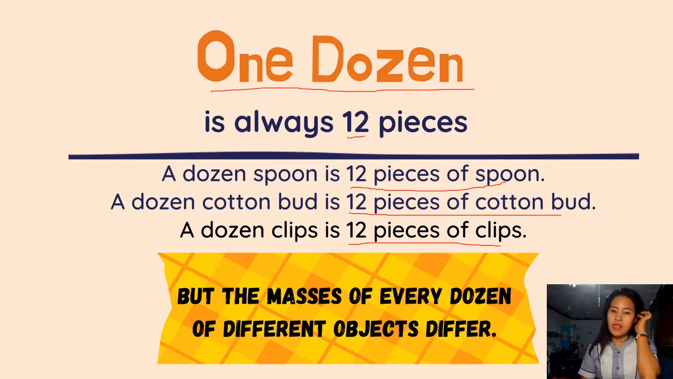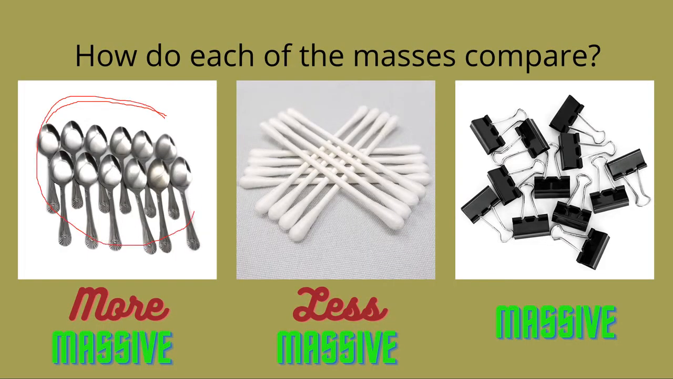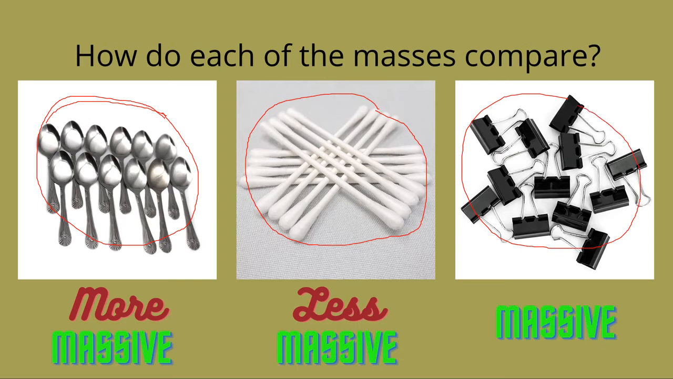But to answer the question in the activity, how do the masses compare? The masses of every dozen of different objects in the activity differ, meaning they are different. Why? Now, 12 pieces of spoons is the most massive among the 3 objects. The cotton buds is less massive, while the binder clips is massive by itself. Now, there are 12 pieces of each of these objects, but still their masses would be different, even if they are of the same number.